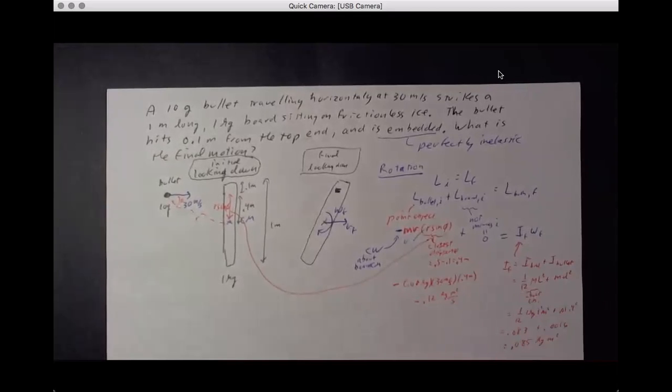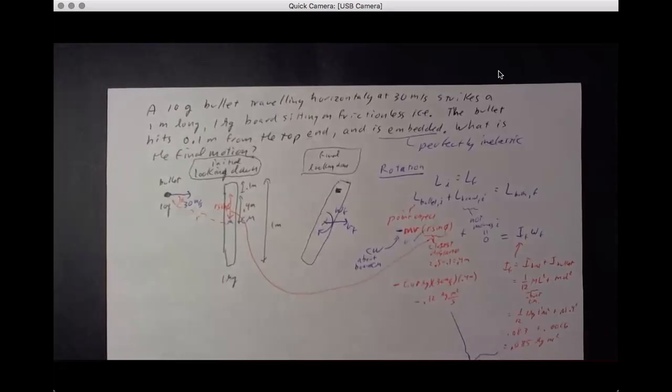And let's drag both of these down. And we end up with minus 0.12 kilogram meters squareds per second is equal to 0.085 kilogram meters squareds times omega final. Divide both sides by that. Omega final is equal to minus 1.4 radians per second.